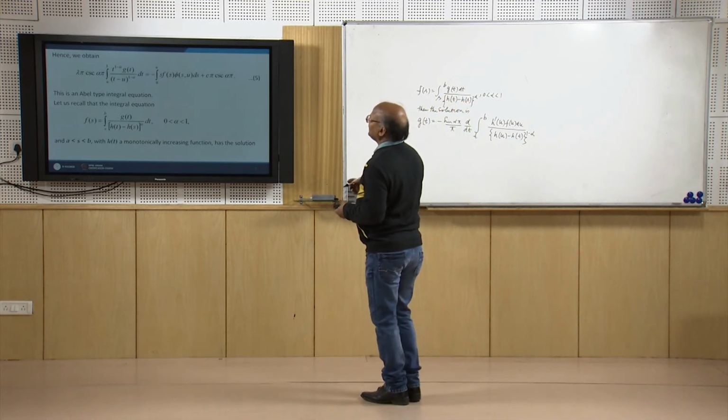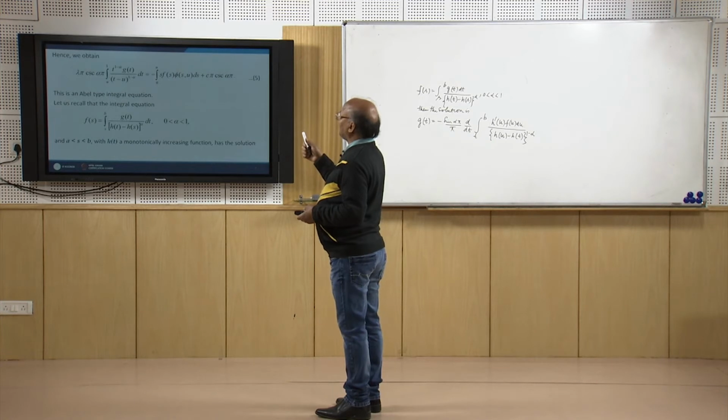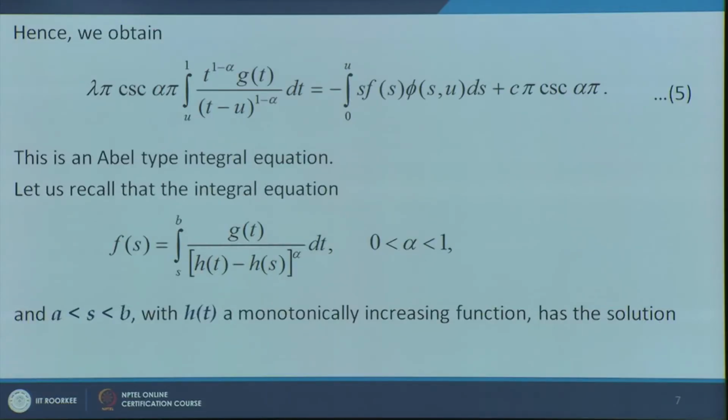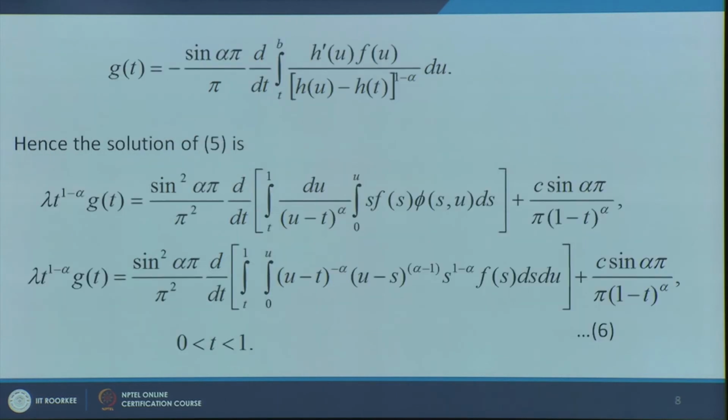integral u to 1 t to the power 1 minus alpha g(t) dt upon (t minus u) to the power 1 minus alpha. When we compare with this, in place of s we have u, and in place of b we have 1 here. So in place of g(t) here we have t to the power 1 minus alpha g(t). So we will have this solution, t to the power 1 minus alpha g(t).